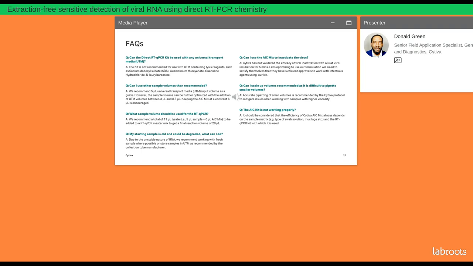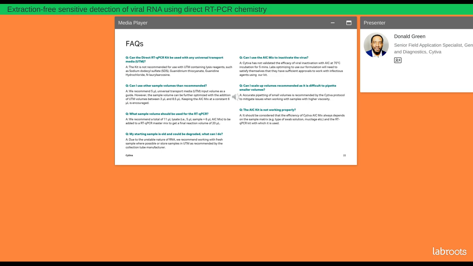If the AIC mix is really helping you lyse based on heat, we don't need the sample already lysed. So any UTMs that contain lysis reagents such as SDS or guanidinium should be out of the picture. They don't work really well with AIC mix.